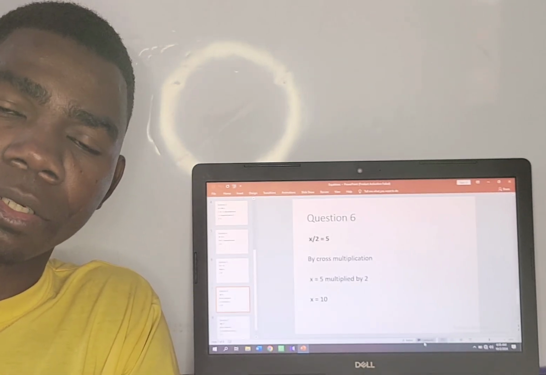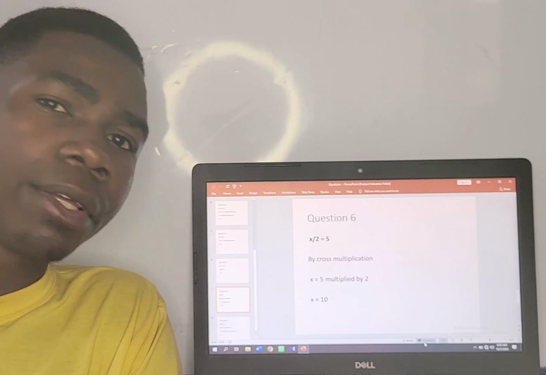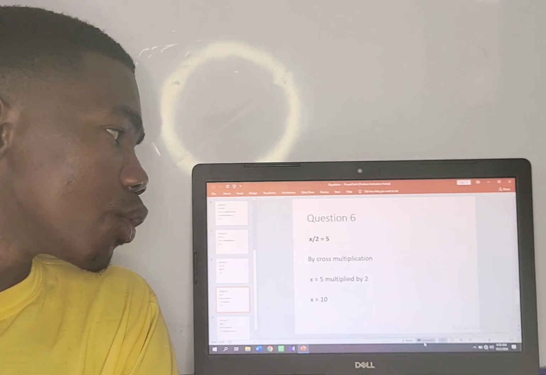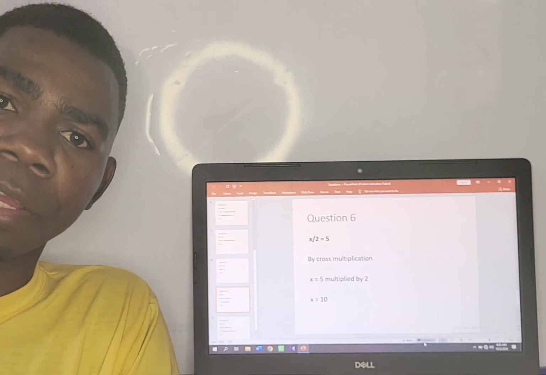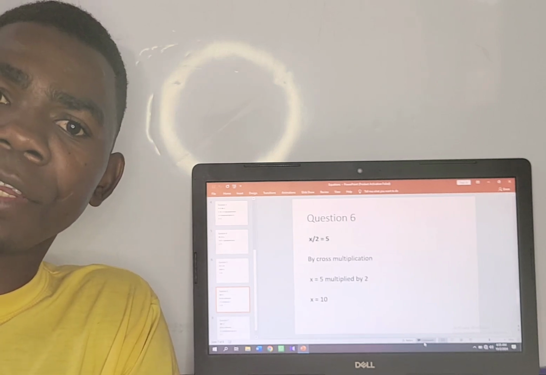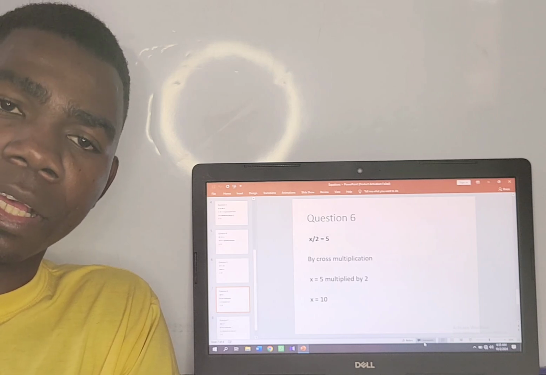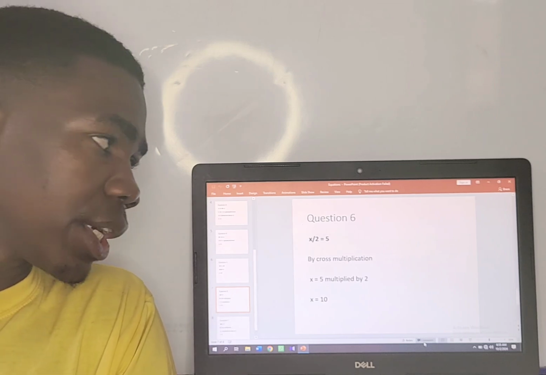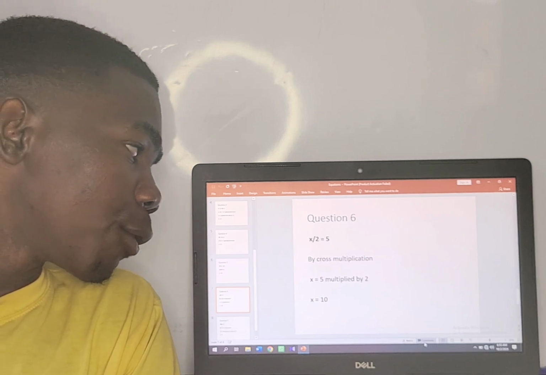Question number 6. On question number 6, we are given this one in division form. So we are given x divided by 2. x over 2 is equal to 5. Remember, we want to find the value of x. These are all linear equations. Why? Because the highest power of x is 1. So we want to find the value of x.